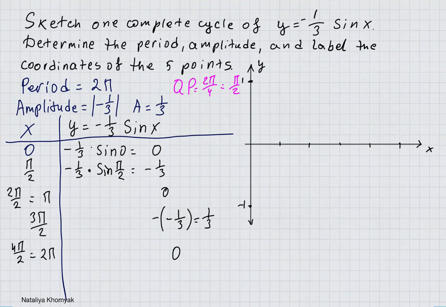So let's plot these points. We have first x is 0, then pi/2, pi, 3pi/2, and 2pi. So when x is 0, y is 0. When x is pi/2, y is negative 1/3. So here's our point. When x is pi, y is 0. When x is 3pi/2, y is 1/3. So 1/3 is around here. And when x is 2pi, we're going to go back to 0. And here's our sine curve. That's all.